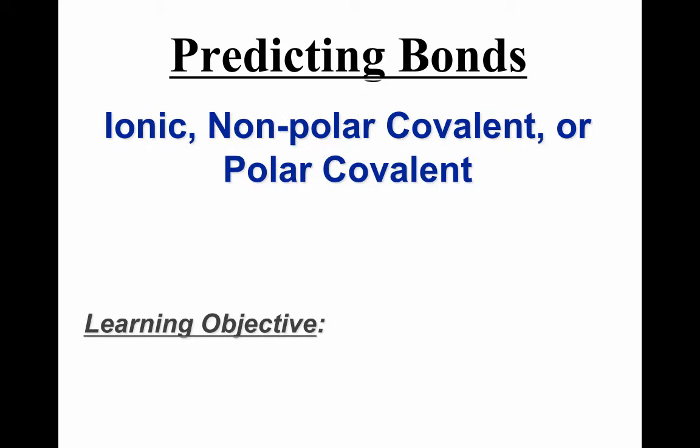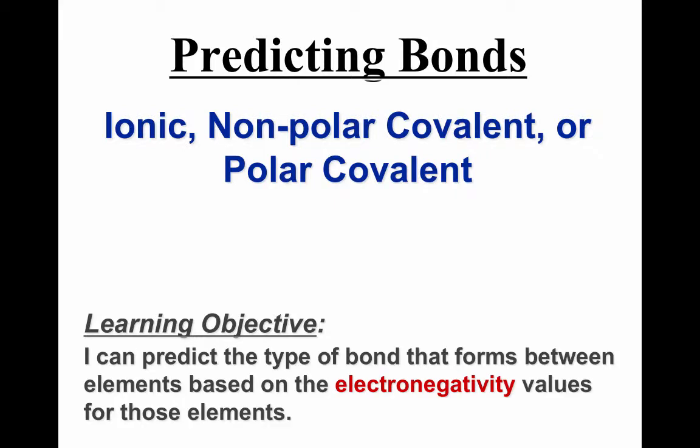In this video, we're going to look at the different types of bonds that form between elements, focusing on predicting which type of bond will be present. In other words, at the end of this, you will be able to predict the type of bond that forms between elements based on their electronegativity values.